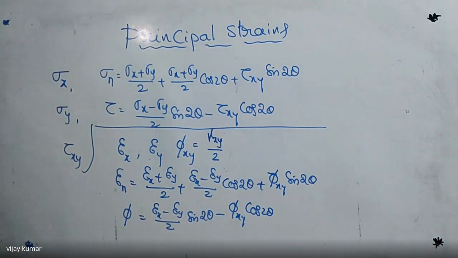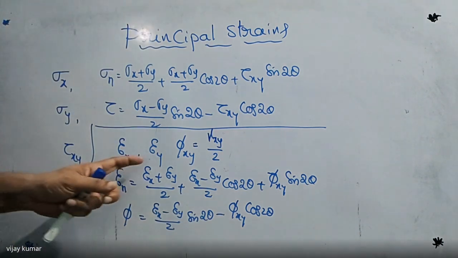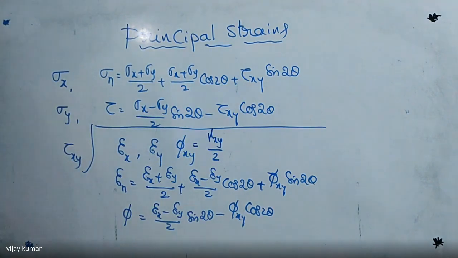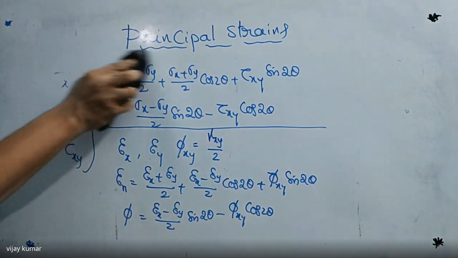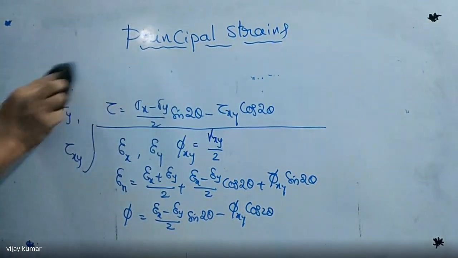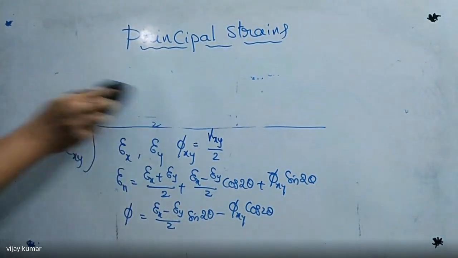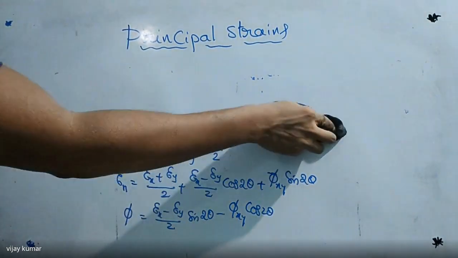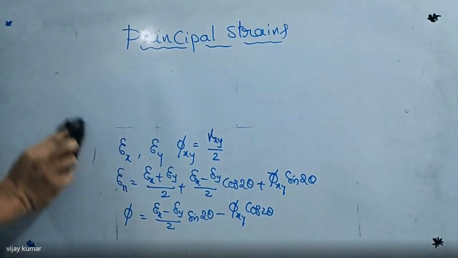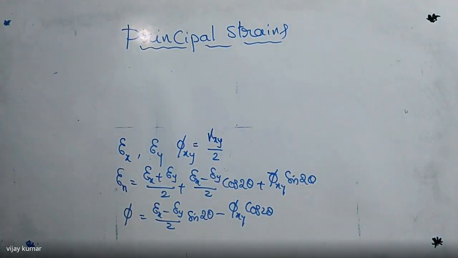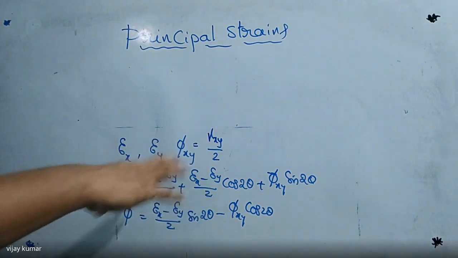What you observe here is that I just replace sigma x by epsilon x, sigma y by epsilon y, and tau xy by phi xy, where phi xy is equal to gamma xy by 2. I'll give you the values of principal strain and principal stress. These are the formulas of normal strain and shear strain, and I can use the same formula for all cases.